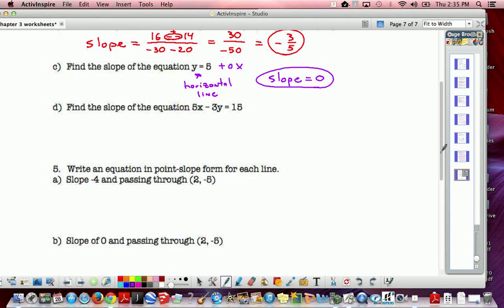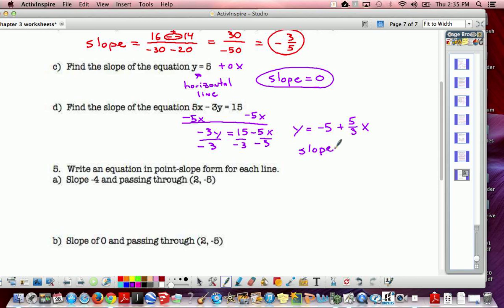On D, to find the slope, you just need to get y by itself first. So subtract the 5x. So that minus 3y equals 15 minus 5x. Divide by negative 3 each and every term. So y equals negative 5 plus 5/3 x. So in this case, my slope is equal to 5/3.